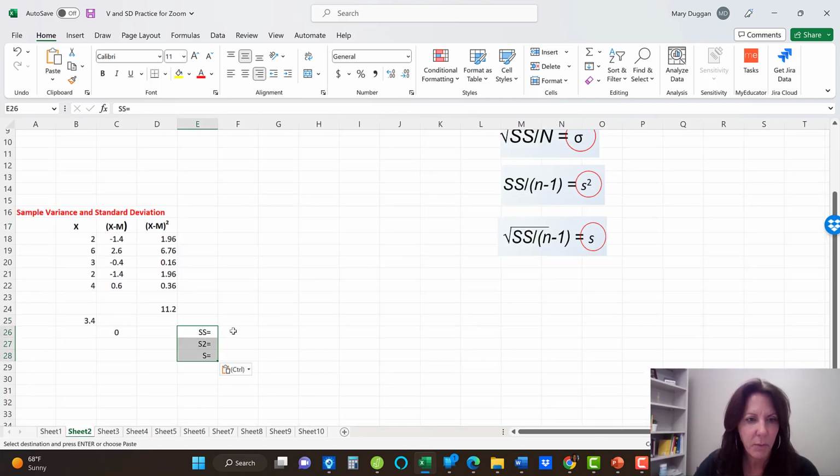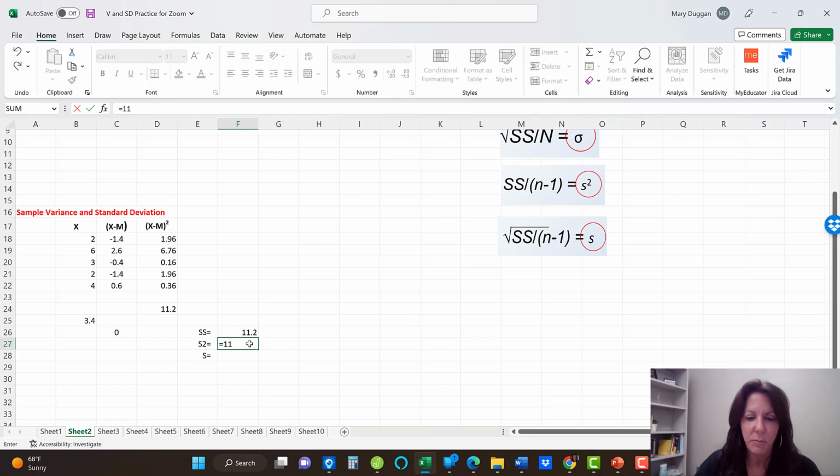So here we go. I do know that my sums of squares is 11.2. Now I just plug in that sums of squares into the two formulas to figure out variance and standard deviation. So the first formula right here is 11.2 divided by n minus 1. Okay, I can do that. Equals 11.2 divided by my n of 5 minus 1. And notice, if I'm doing it this way, I put them in parentheses so that the order of operations works well. So that gives me a variance of 2.8.